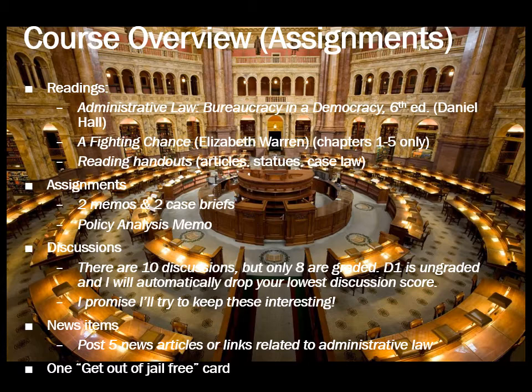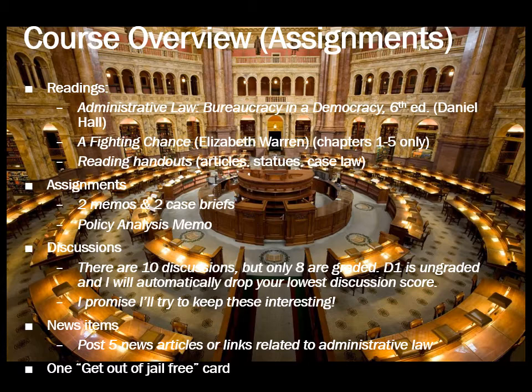We're also going to have discussions, 10 of them total, but only 8 of them are graded. I promise I am going to try to keep them interesting. I've got the discussion questions set in my mind for now, but I will flex them. I'll pick different topics if there are news items or current events that come up that I feel are important for discussion. If you've got questions that you would like to have in a discussion, please feel free to send them to me. I can consider those as well.